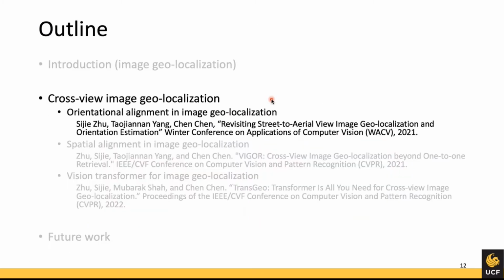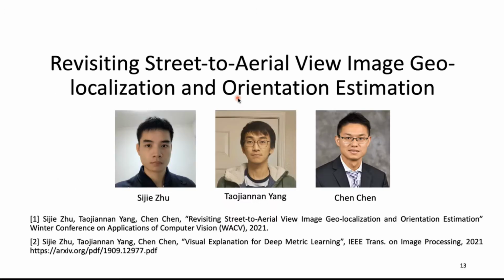So the first work mainly discusses the issue of orientation alignment in image geolocalization. This is the work published in WACV 2021 with my students CJ and Tao.